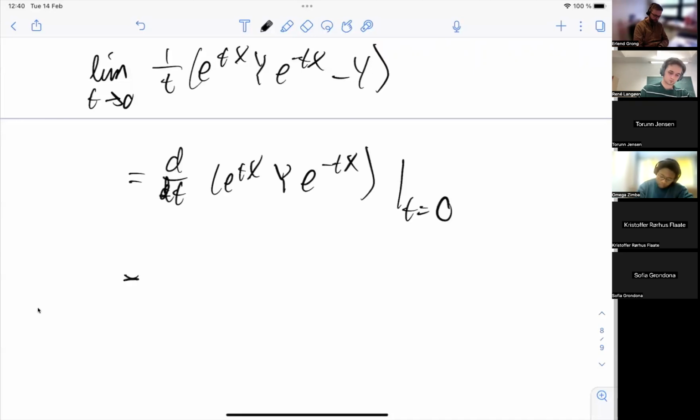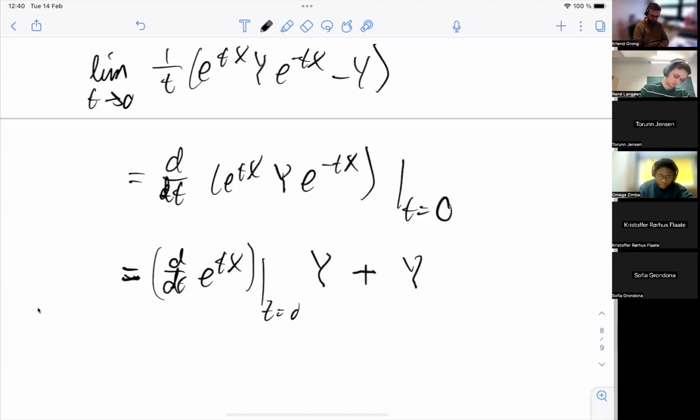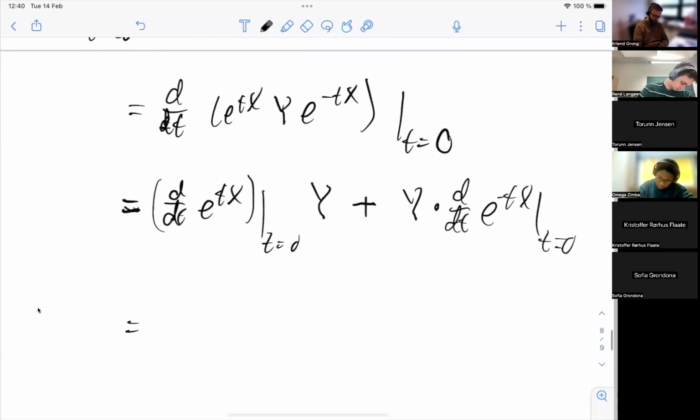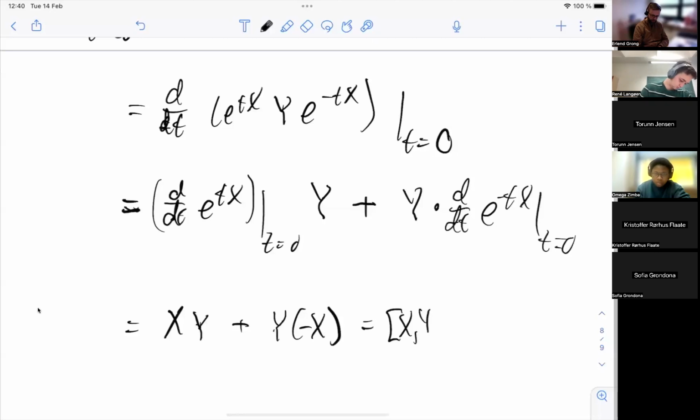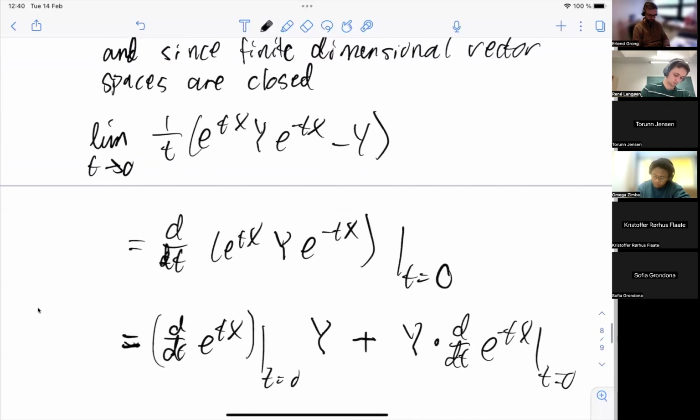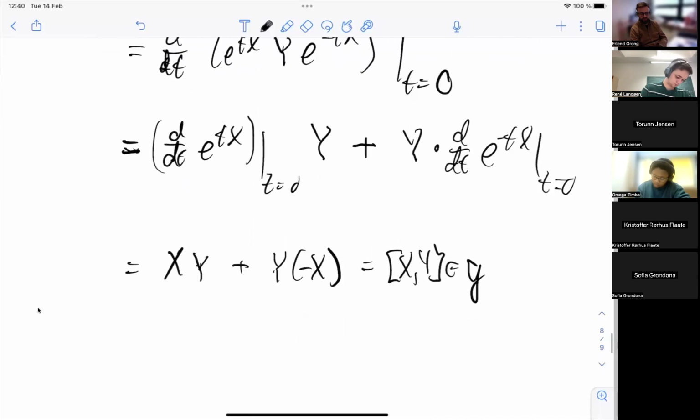And then I'm applying this product rule again, and I'm getting that this will be d/dt of e to the t x at t equal to 0 times y, plus y times d/dt of e to the minus t x at t equal to 0. And this will then be x y plus y times minus x, which is the bracket of x and y, which then is in G since this original limit was in G. So that's the detour that we have to make in order to get also our Lie bracket into the algebra.